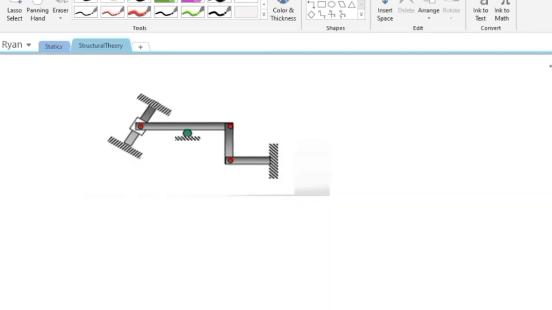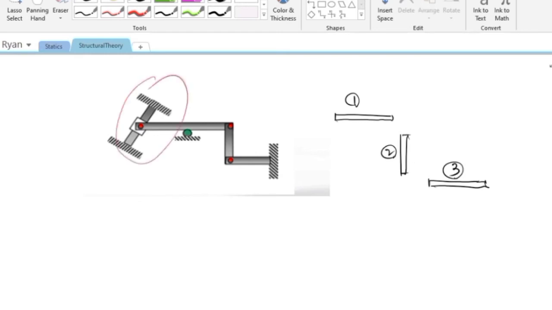Okay, so kung i-isolate natin to, so we have here, so we have 3 members here, 1, 2, and 3. Makikita natin dito that we have a smooth pin connected collar. And for that, we have one unknown. The reaction is a force that acts perpendicular to the surface at the point of contact. So we have one reaction here.